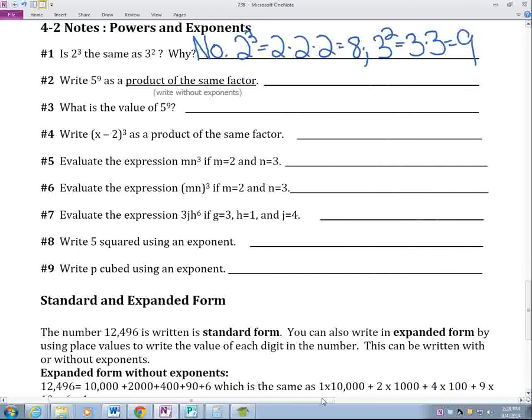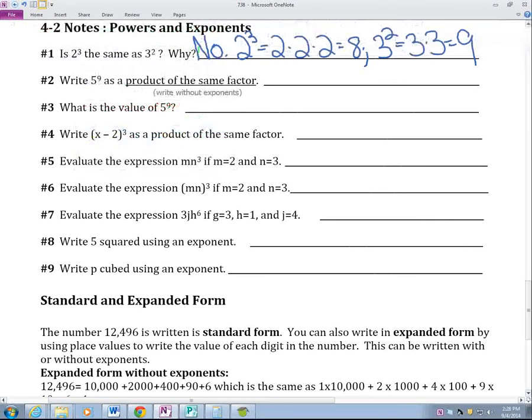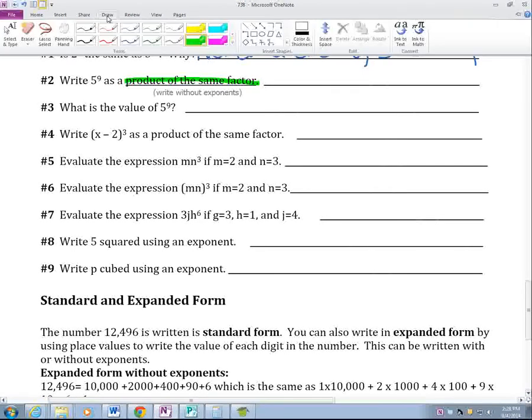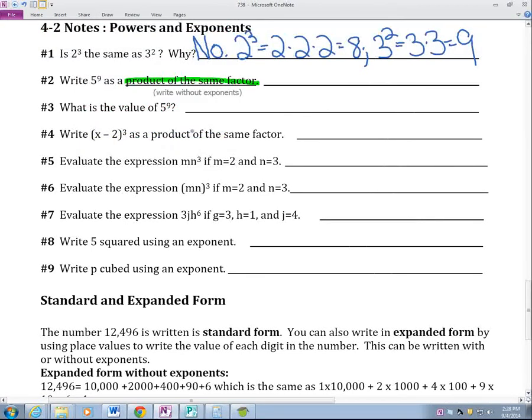Now, the product of the same factor, this means it just gets written out all big and long. Product of the same factor. So if we were doing 5 to the 9th power, what we would have is 9 5s. So write that.